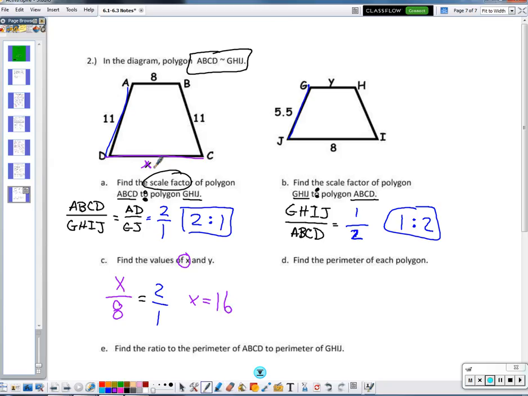How do I find y? Yep, but what goes on top, what goes on the bottom, Brian? Y can go on top, that's fine. You want to put 8 on the bottom? So if he's doing y over 8, what ratio would he use? 1 over 2. If he would have done 8 over y, it'd be 2 over 1.